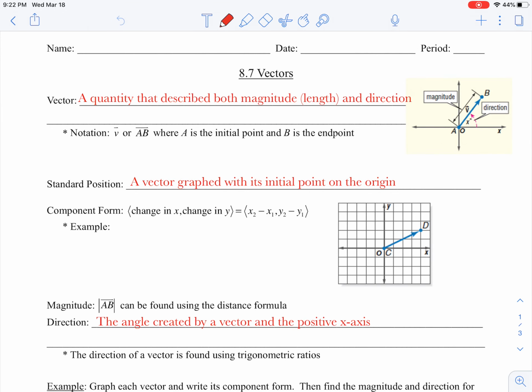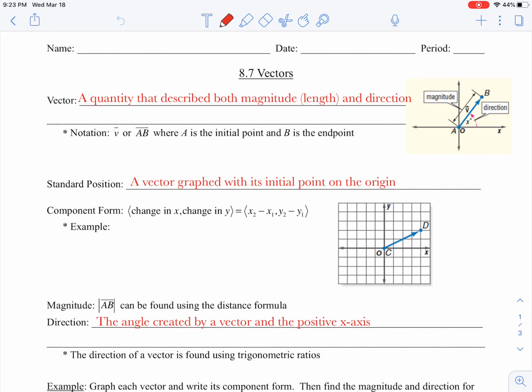Hello, today we're starting chapter 9, and although you can see today's lesson is from section 8.7, we're going to talk about something called vectors, which are an important part of chapter 9. So today we're going to look at vectors, but after this, chapter 9 is all about transformations, like translations, rotations, reflections, and dilations. Before we can get into all of those things, we're going to talk about a vector today.